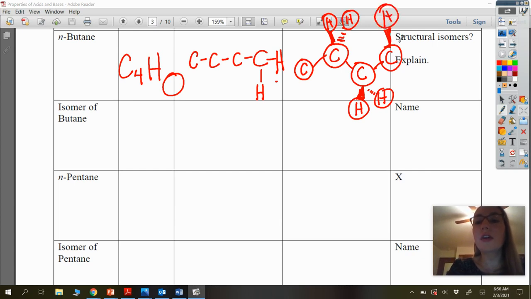Now I haven't filled in all the hydrogens, so make sure that you go back and fill in all of the hydrogens that you need in your structure so that every carbon has 4 bonds.